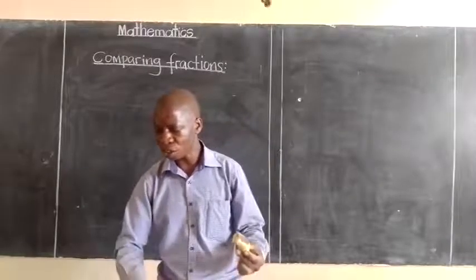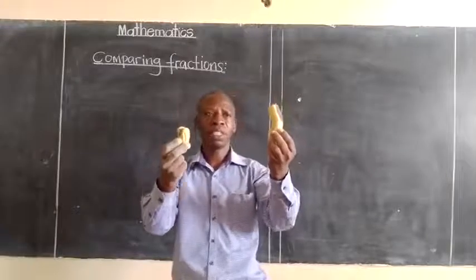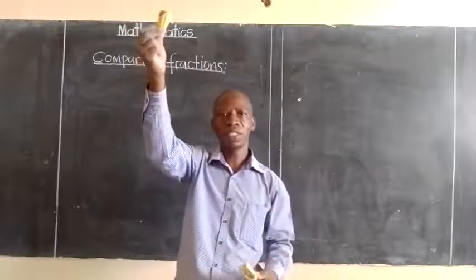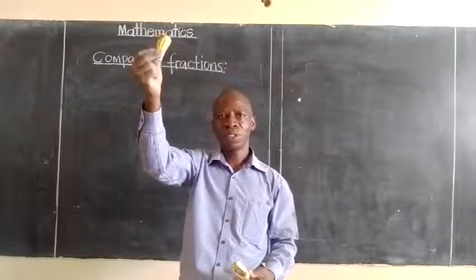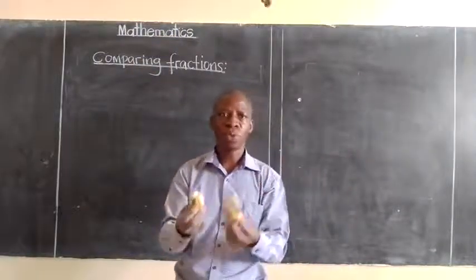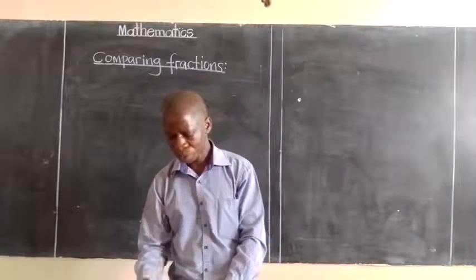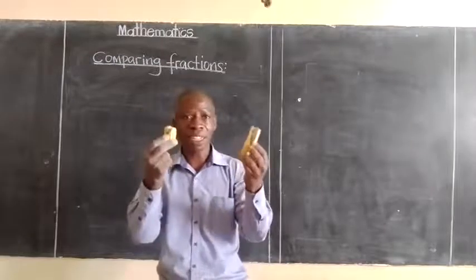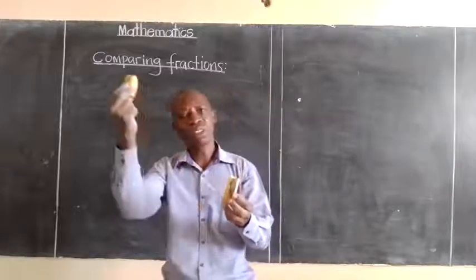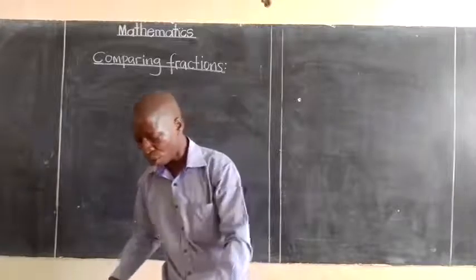Now we are comparing these two. Let's try to compare. This one is bigger and this one is smaller. So we are giving the difference. Both are bananas, that is similarity. But this one is smaller and this one is bigger. So we are giving a comparison.